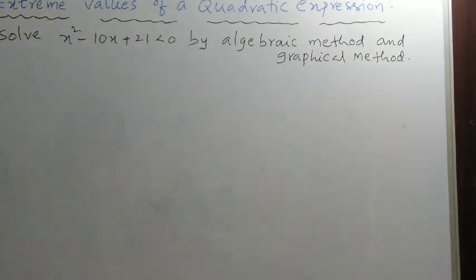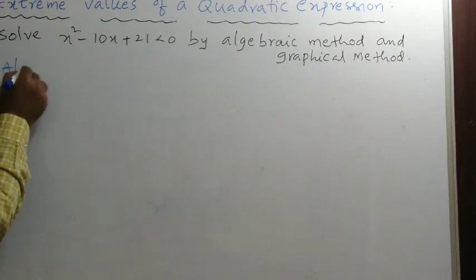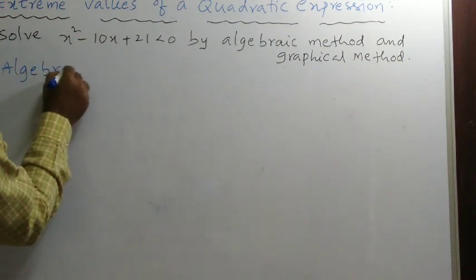Look at the question everybody. Solve the inequation x square minus 10x plus 21 less than 0 by algebraic method and graphical method. So first let us solve by the algebraic method.